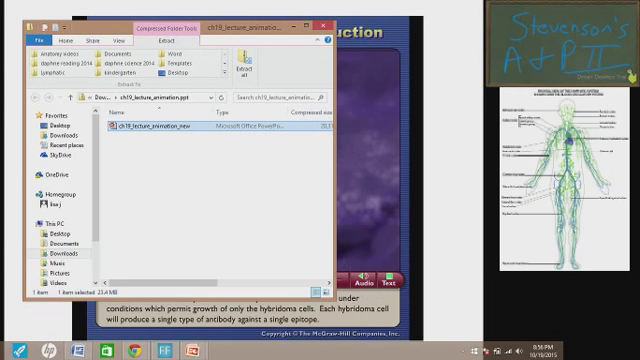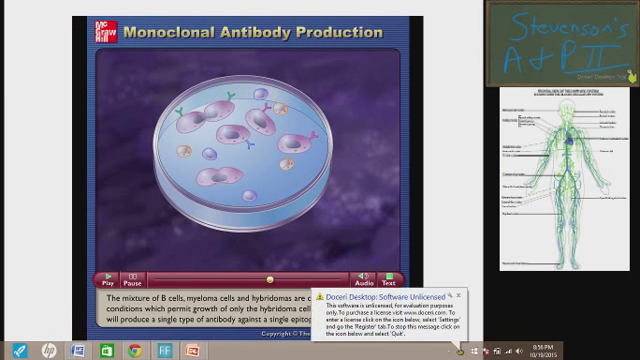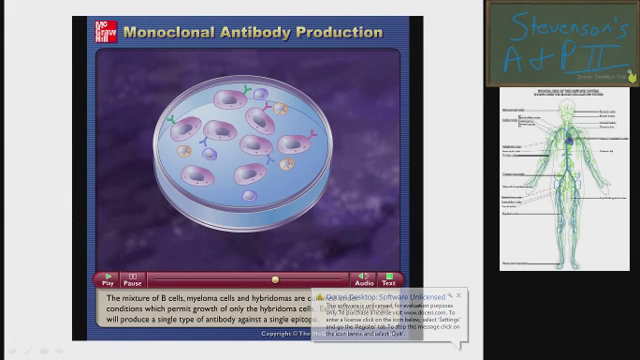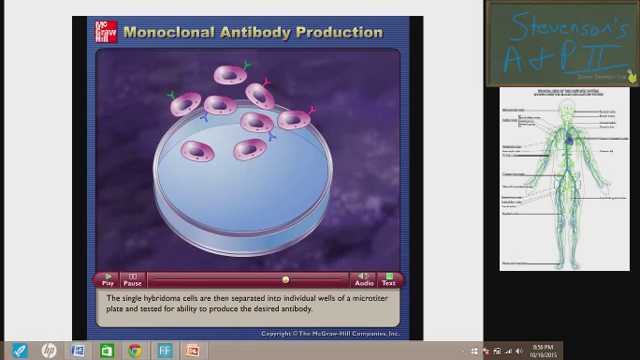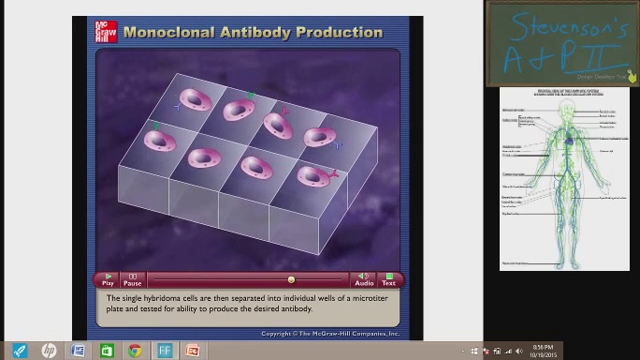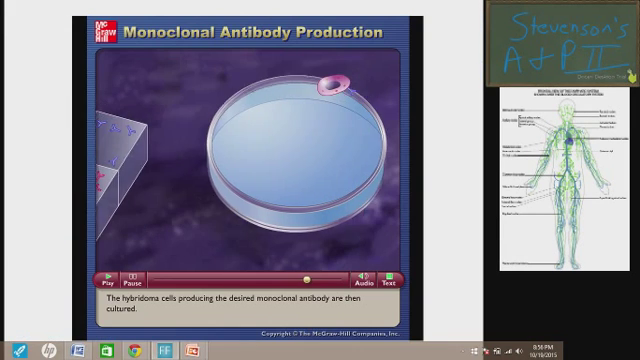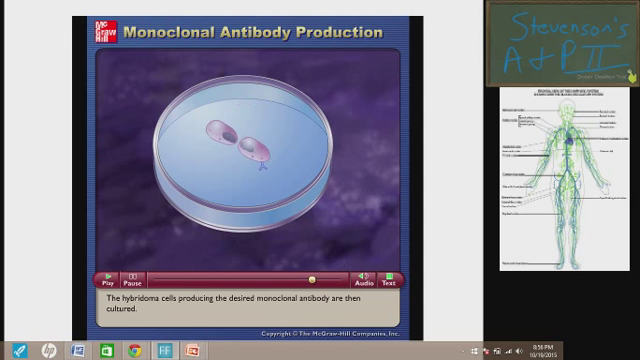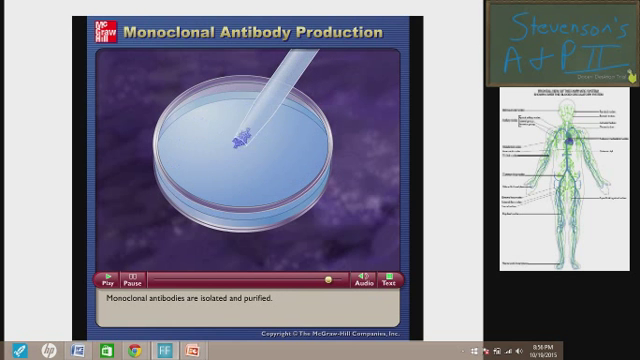The mixture of B cells, myeloma cells, and hybridomas are cultured under conditions which permit growth of only the hybridoma cells. Each hybridoma cell will produce a single type of antibody against a single epitope. The single hybridoma cells are then separated into individual wells of a microtiter plate and tested for ability to produce the desired antibody. The hybridoma cells producing the desired monoclonal antibody are then cultured. Monoclonal antibodies are isolated and purified.